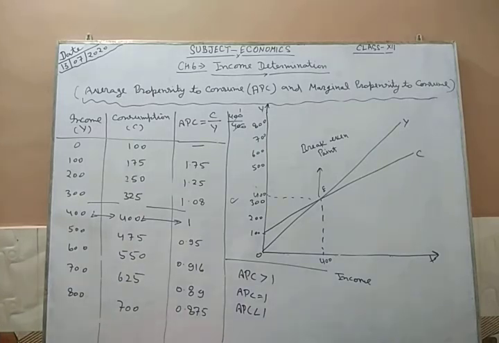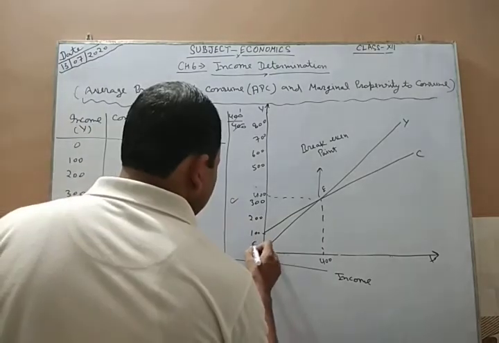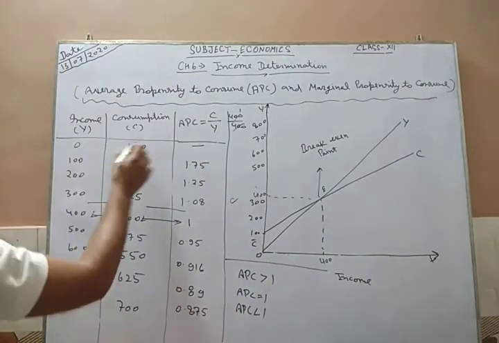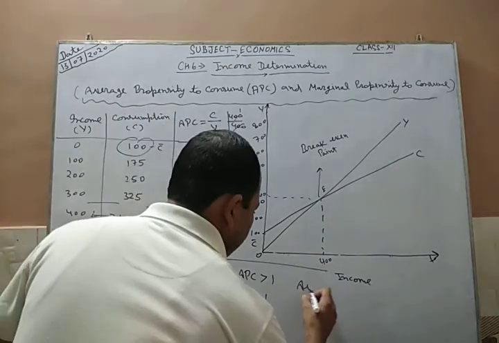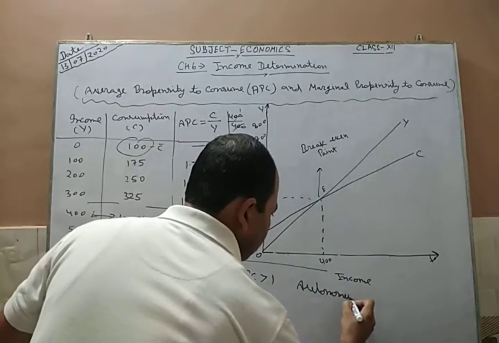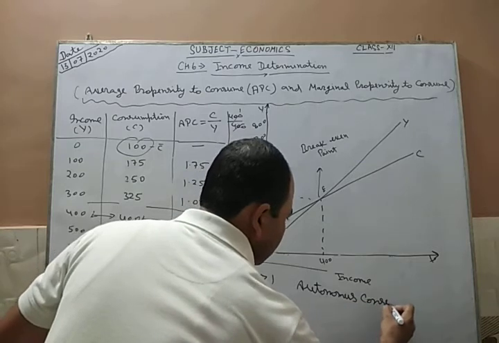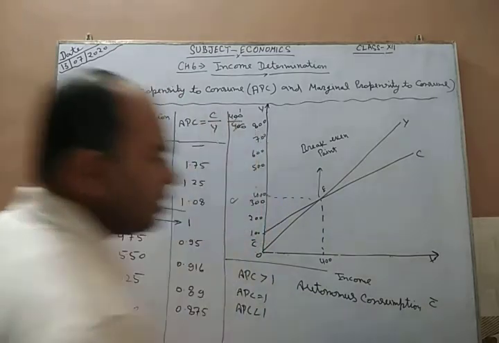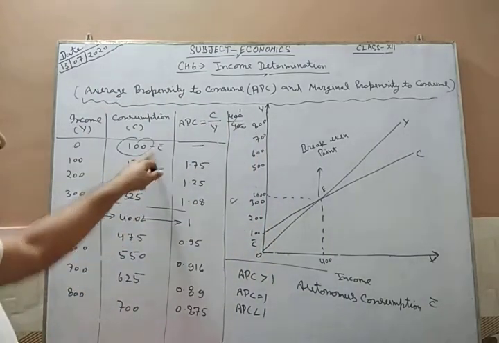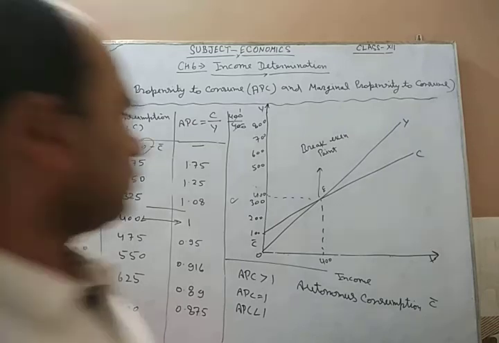व्हाई इट इज नॉट जीरो? दिस इज बिकॉज कंजप्शन इज नेवर जीरो इवन एट जीरो लेवल ऑफ इनकम। जीरो लेवल ऑफ इनकम पे कितना आपका कंजप्शन आता है, दैट इज ऑटोनोमस कंजप्शन। Here 100 is equal to what is this? This is autonomous consumption. Autonomous consumption is denoted by C bar, and in this example C bar is 100. So I hope this is clear to students.